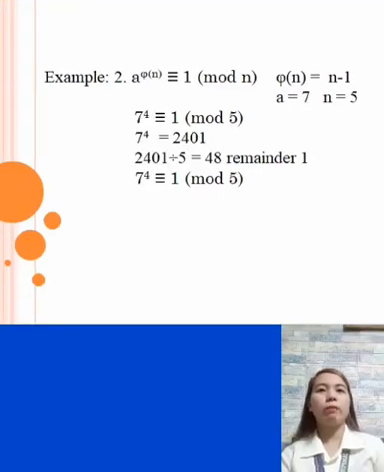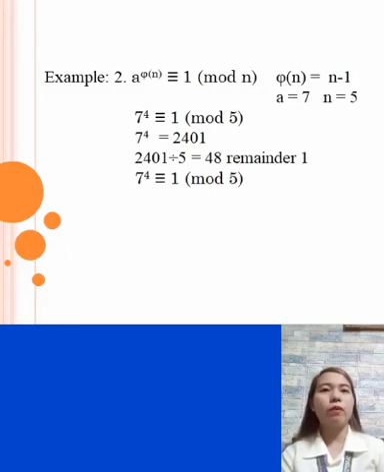Next, we have example number 2. We write the formula again. A raised to the power of phi of n is congruent to 1 mod n. So we let phi of n be equal to n minus 1. We assume that a is equal to 7 and n is equal to 5. So we substitute the values. 7 raised to the power of 4 is congruent to 1 mod 5 because 7 raised to the power of 4 is equal to 2,401. Then 2,401 divided by 5 is equal to 480 remainder 1. That's why 7 raised to the power of 4 is congruent to 1 mod 5.